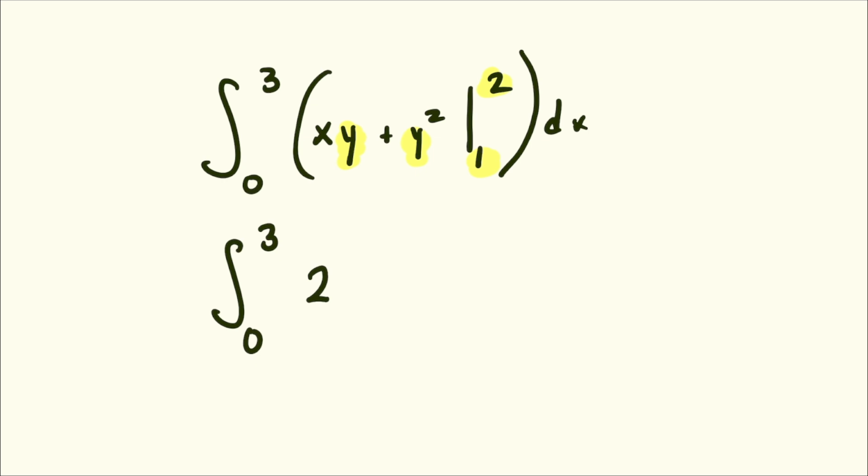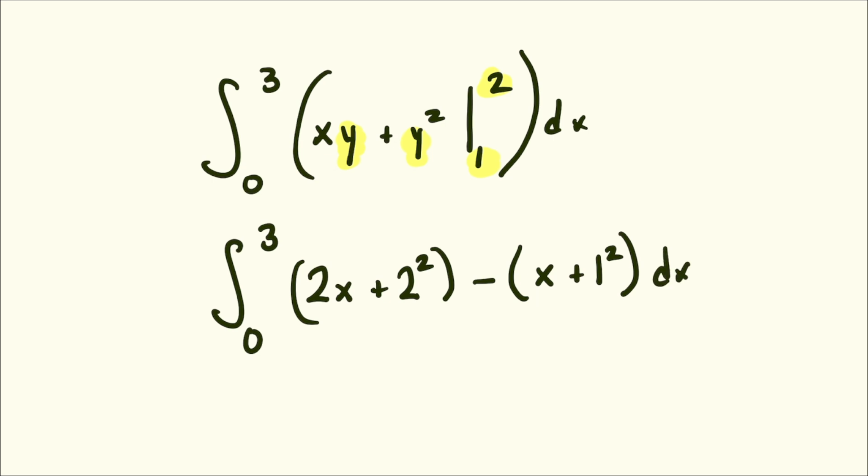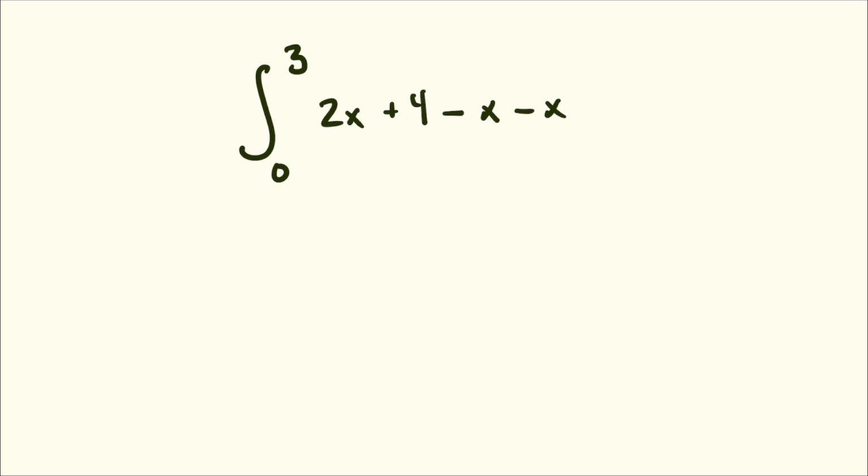So we end up with 2x plus 2 squared minus 1x, so I'm just going to write that as 1, plus 1 squared dx. We're going to simplify this a little bit further. So this is going to give us from 0 to 3, 2x plus 4. And if we distribute that negative sign, we're going to get a minus x minus 1, minus 1 dx.